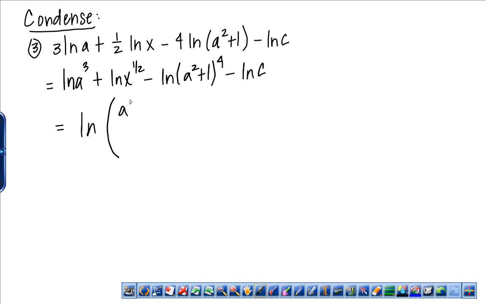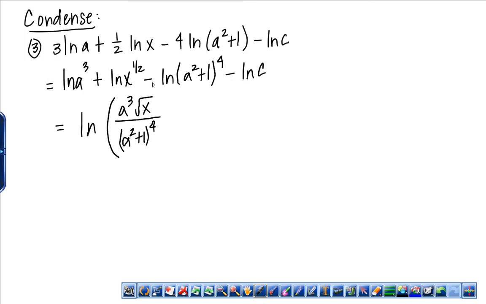So I've got an a cubed, and this x to the 1/2 is really a square root. A minus means that I've got a division sign. This 4th power here I can bring to the bottom. So a squared plus 1 to the 4th power. Now, I'm not going to make another division sign.